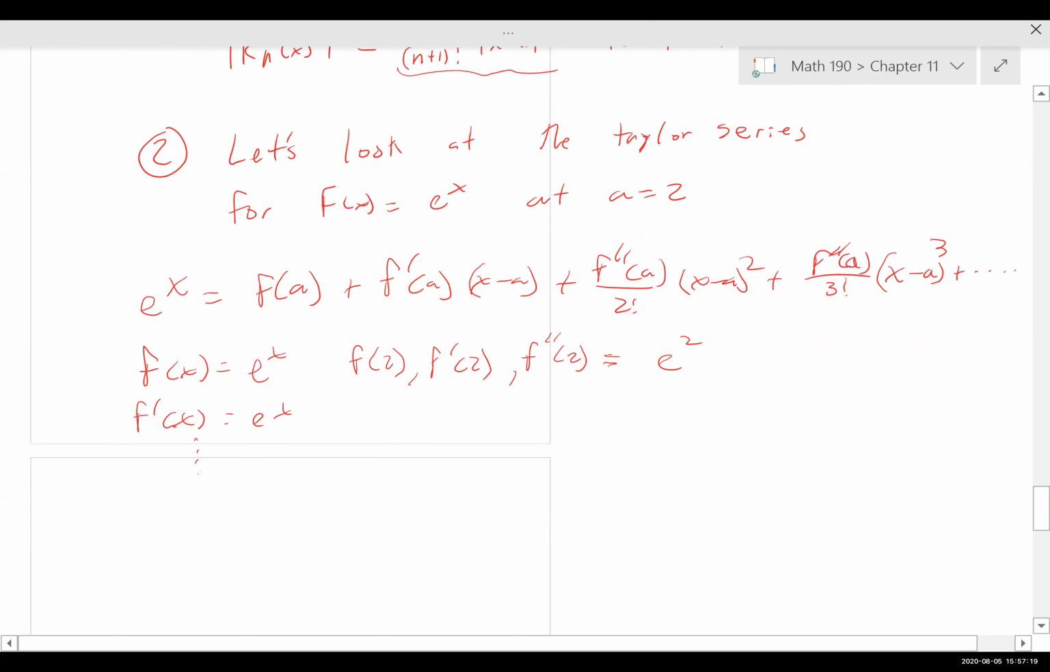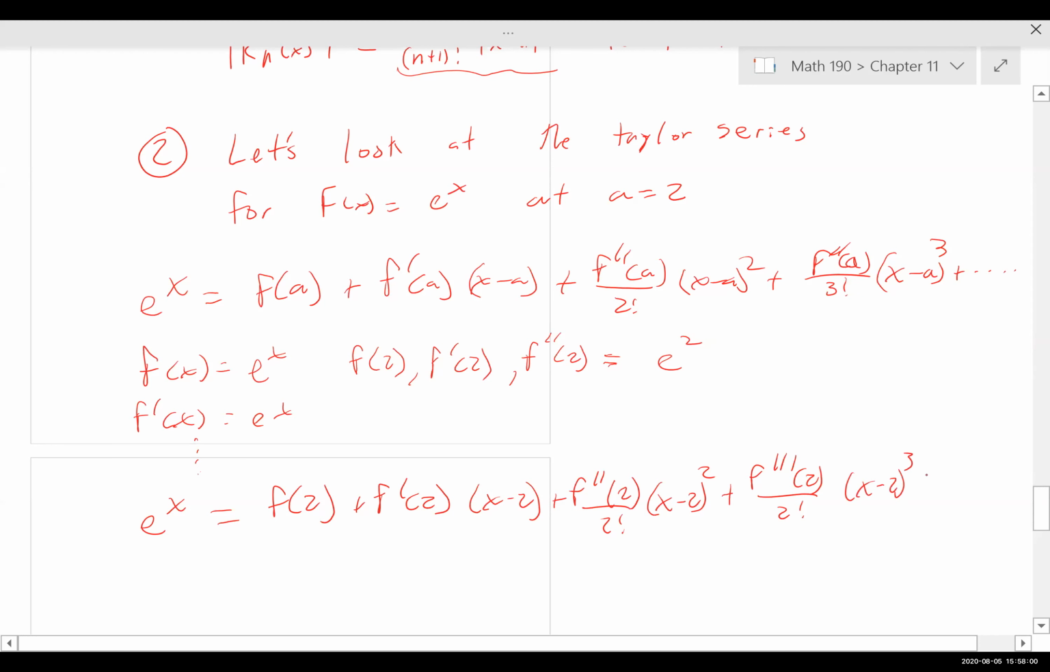So e to the x is equal to f of 2, well, what was f of 2? I'll put that in here. F of 2 plus f prime of 2 times x minus 2. Let's put in all the a's. Plus f double prime of 2 over 2 factorial times x minus 2 squared, plus f triple prime of 2 over 3 factorial times x minus 2 cubed, plus dot, dot, dot.